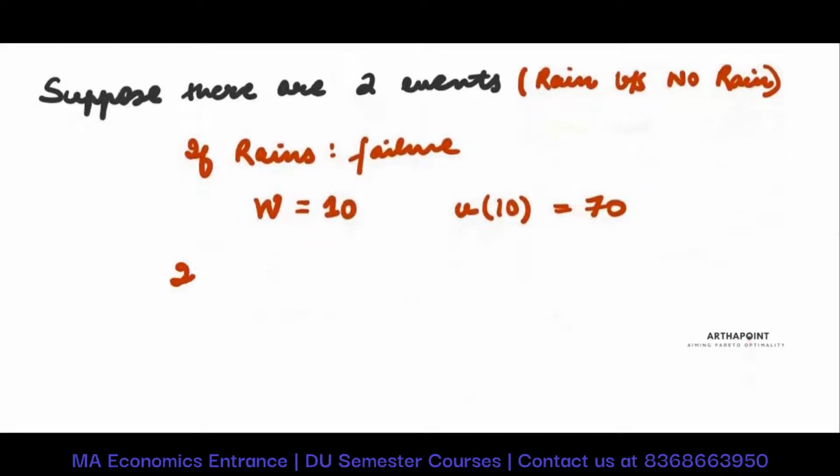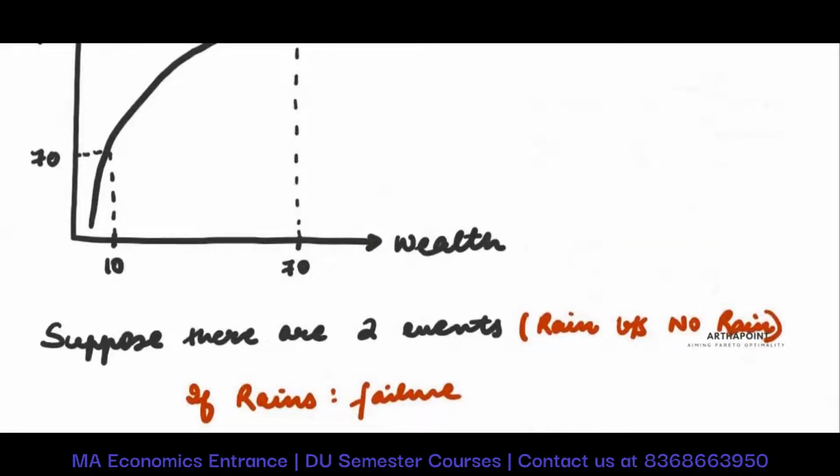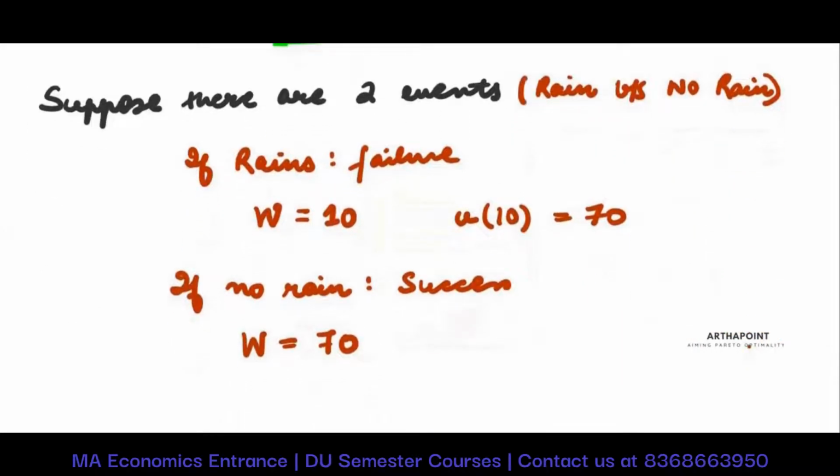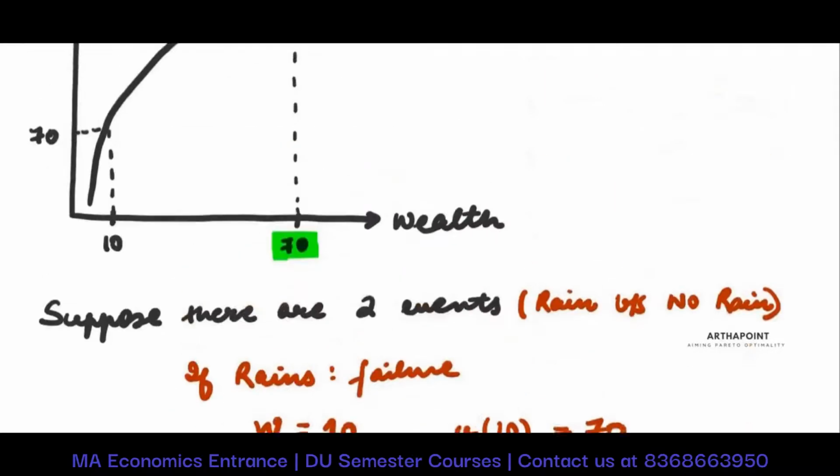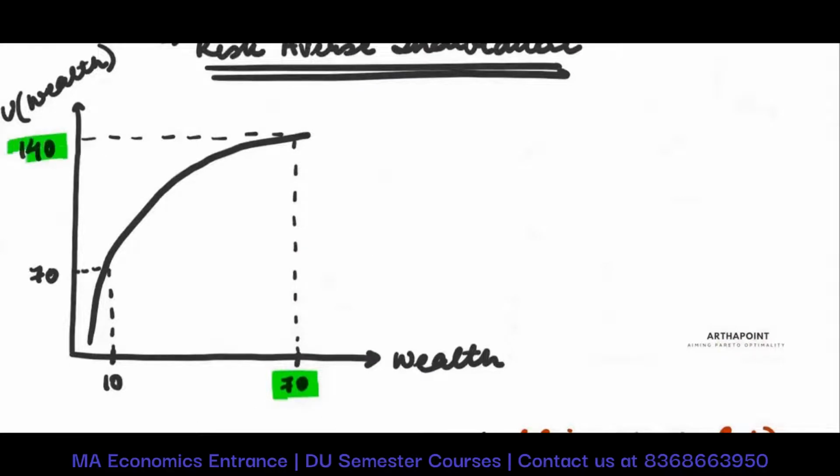And then we said that if there is no rain, then it is a success because the person would be able to play the game. And in that case, the wealth will be 70. This would be the wealth. And the utility from that wealth, that would be 140. So utility from 10 would be 70 and utility from 70 would be 140.